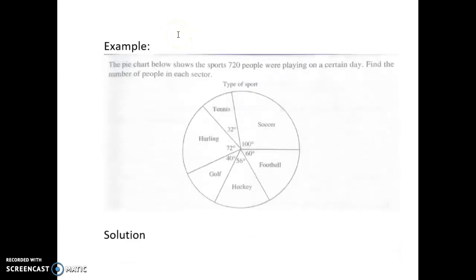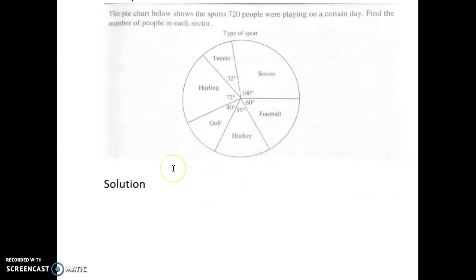Let's have a look at how we will find out the numbers of people in each section here. So we have a pie chart that shows that 720 people are playing sports on a certain day, and find the number of people in each sector. So soccer is 100 degrees, football is 60 degrees, hockey is 56 degrees, golf is 40 degrees, hurling is 72 degrees, and tennis is 32 degrees. So we saw that to do these properly, we need to work out the number of people for each section.